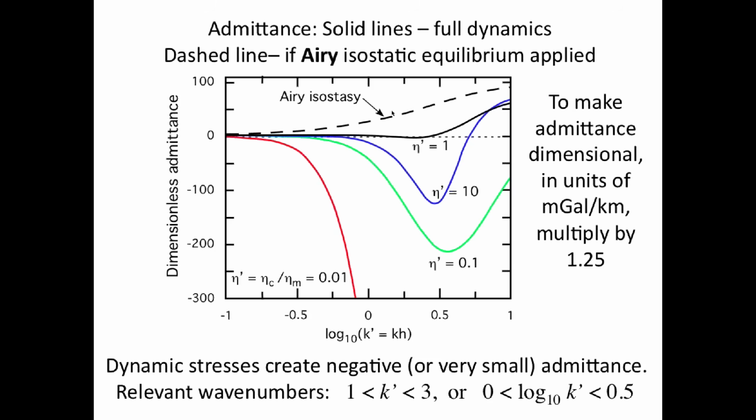This is a log plot here of the wave number, dimensionless wave number. But this range from 1 to 3 is in the log space from 0 to a half. So we're really looking mostly in this region. This case is going off scale, of course. And we're essentially always negative.